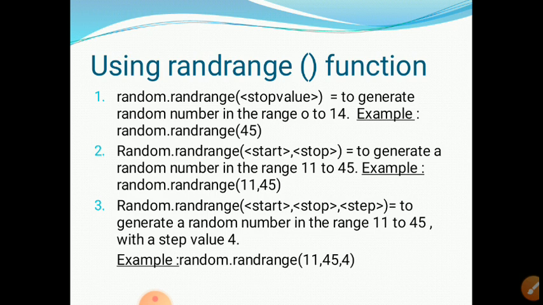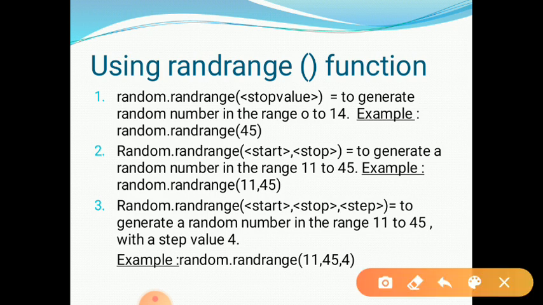Now next is random.randrange with start and stop. If we want to define the starting value also, for that we use start and stop values. The code is random.randrange, then inside the argument first we pass the starting value. Suppose in this example I give 11 and then 45.